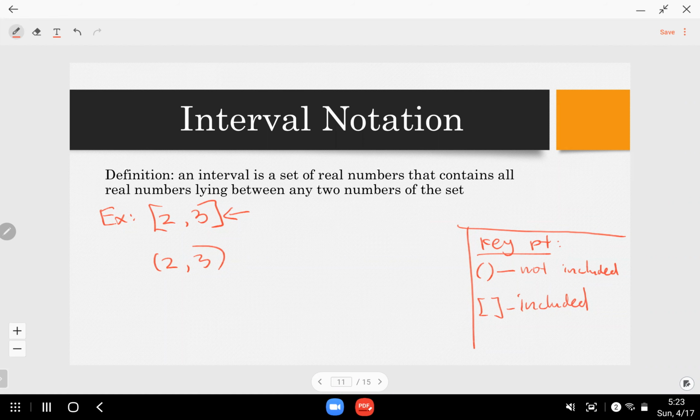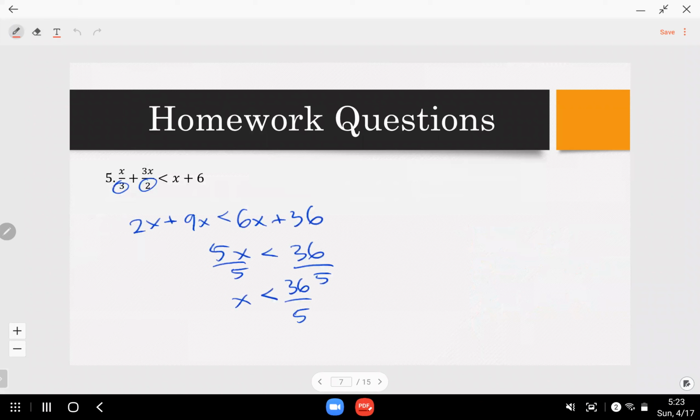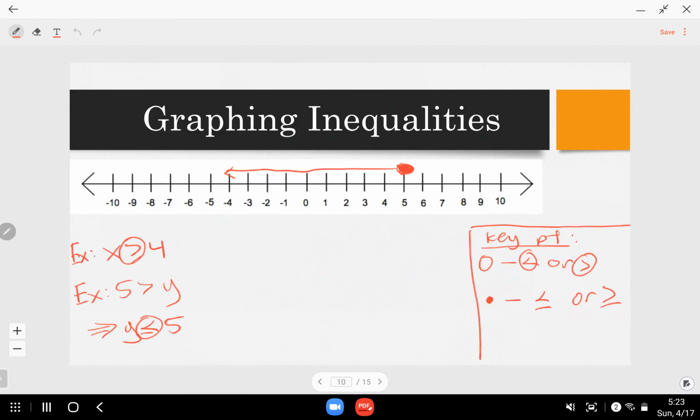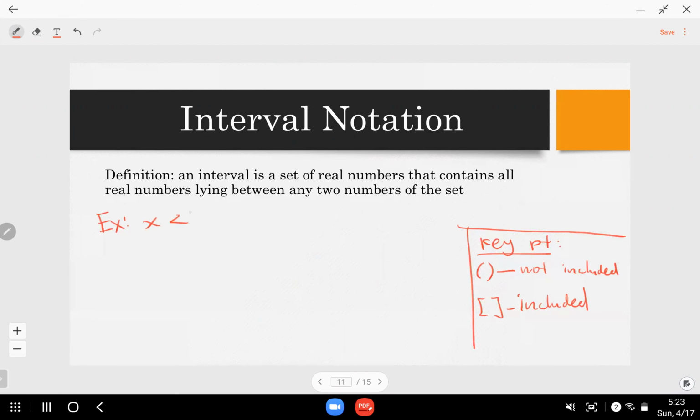Now, what is the point of interval notation? Well, the point of interval notation is we're going to denote our inequalities with it. So let's have another example. So far we have some solutions. For example, let's go back to the homework: x is less than 36 over 5. Then we denote this as interval notation.